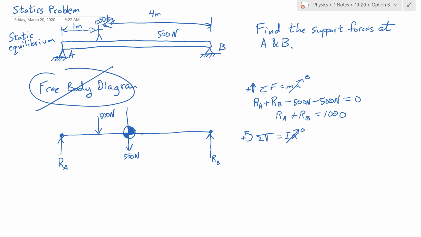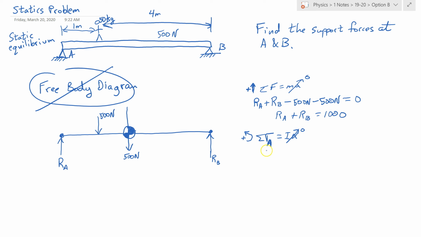So if I pick point A over here on the left, I'm going to write a little A right there to indicate that I'm summing the torques around point A. And if anyone comes behind me, they'll be able to do the same thing. But if I don't indicate where I'm summing the torques, it's going to be really hard to figure out just by looking at your work what point you picked.